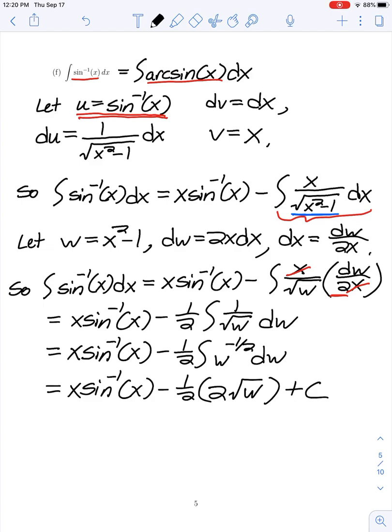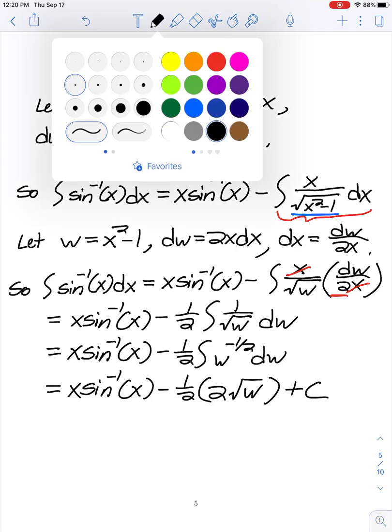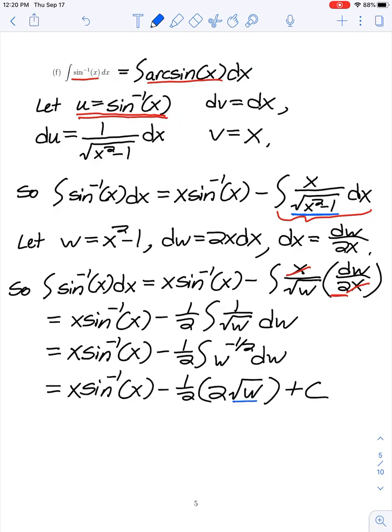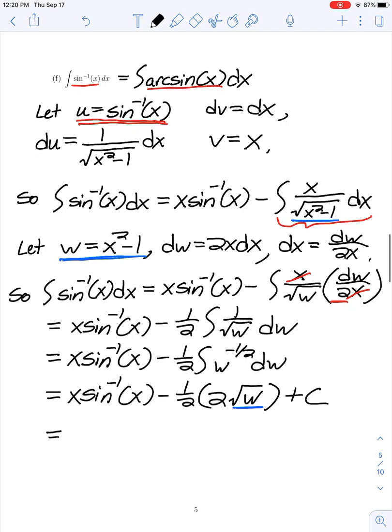Now the last thing that I have to do here is get my final answer in terms of the same variable that I started with, x. So as we usually do for substitution problems, well, I don't want to leave my answer in terms of w, so I'm going to substitute w, which was x squared minus 1, back into my answer here. And I have x times arcsine of x, and then here my constants, minus 1/2 times 2 leaves me just minus the square root of w, which was x squared minus 1, plus c.